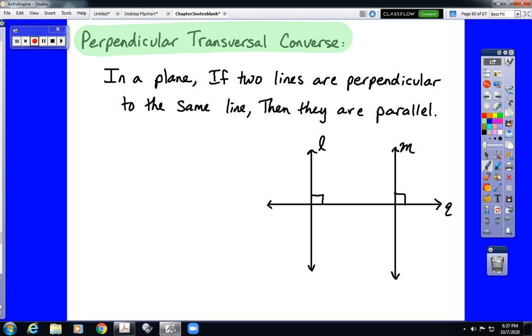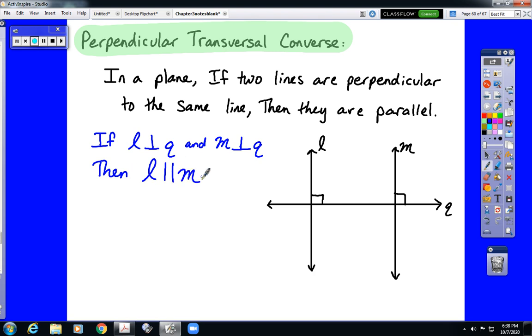We won't use this very often, but if, as the picture is marked, L is perpendicular to Q, and M is perpendicular to Q, if both lines are perpendicular to Q, that is enough for us to state that L must be parallel to M.